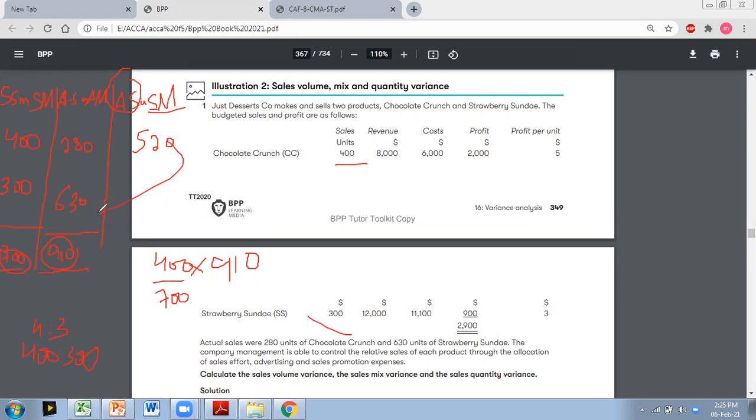Fine. Then you can do another way. 910 multiplied by, for strawberry sundae, it is 300. We can take 3 divided by 7, or you can take 300 divided by 700. You can do either way, it is the same. You can simplify it, or keep it that way. It is 390. Now to counter check, we add 520 plus 390. It is 910, right? So we have done it right. This was our working. Now let's calculate our variances, right?